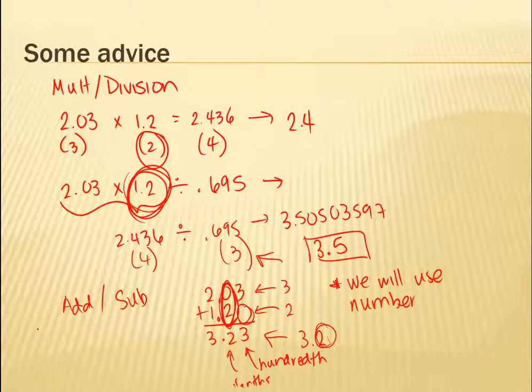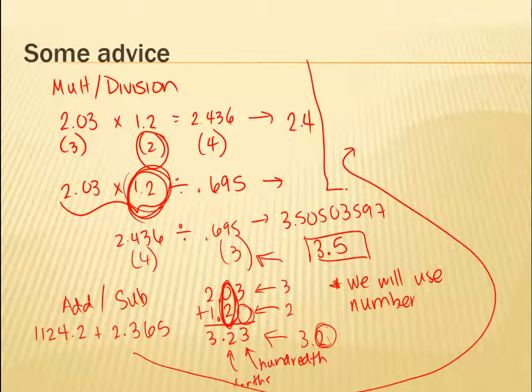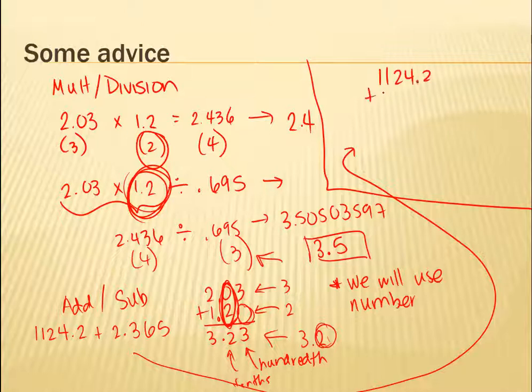What if I'm adding 1,124.2 plus 2.365? Actually, let me do it right here. In case you weren't confused enough, let me be super messy. Anyway, 1124.2 plus 2.365. So if I add this, actually this was a bad example because this has, no, it's a good example.